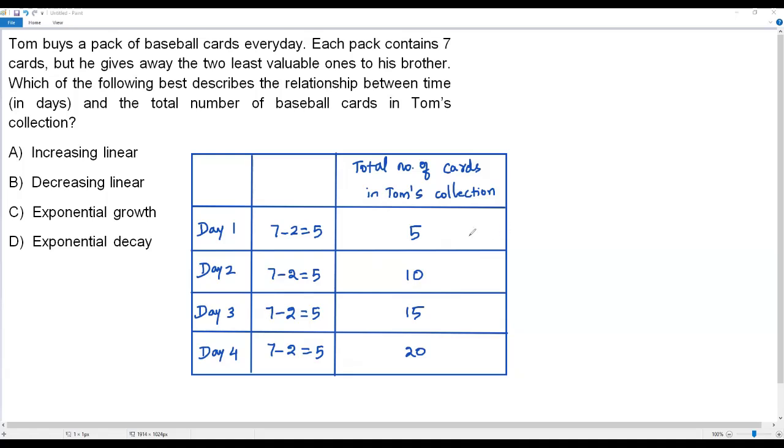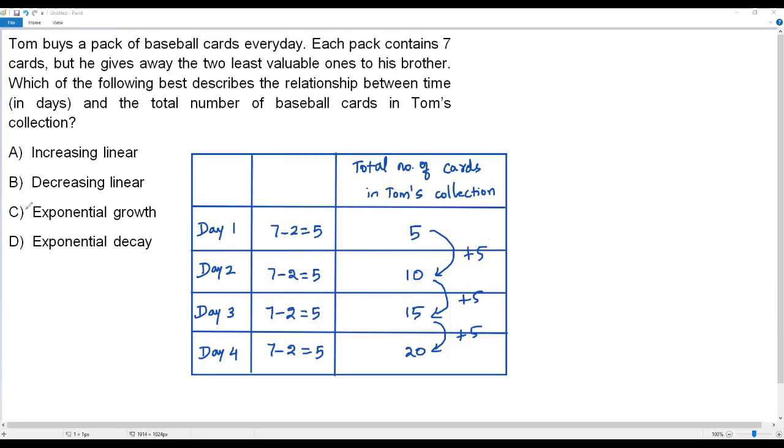So at the end of the first day, it is 5. At the end of the second day, it has increased by 5. At the end of the third day also, it has increased by 5. So again, it has increased by 5. So the total number of cards in Tom's collection increases by 5 cards every day. So there is a constant change in the total number of cards in Tom's collection. So whenever a quantity changes at a constant rate, it is linear.